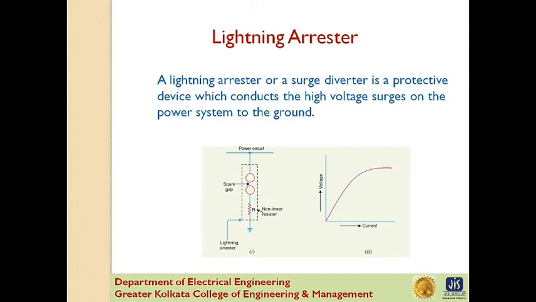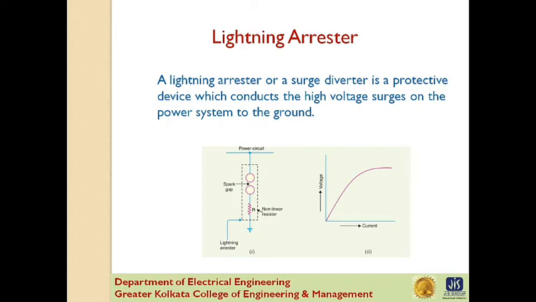Lightning arrestor. The earthing screen and the ground wires can well protect the electrical system against direct lightning strokes, but they fail to provide protection against lightning waves which may reach the terminal apparatus. The lightning arrestor or surge diverters provide the protection against such surges. What is the definition of lightning arrestor? A lightning arrestor or a surge diverter is a protective device which conducts the high voltage surges on the power system to ground.